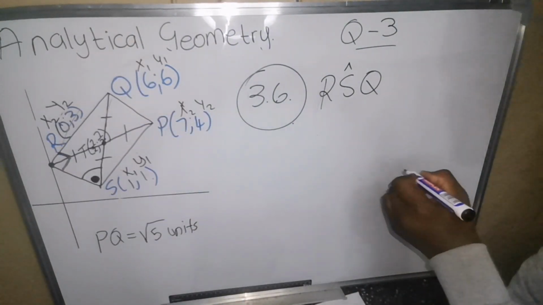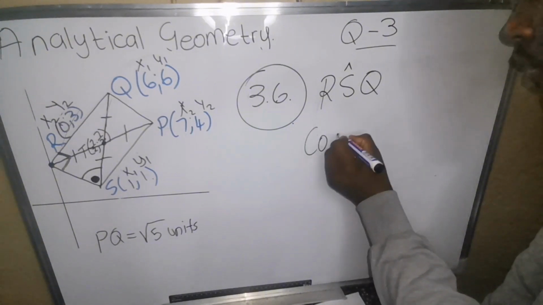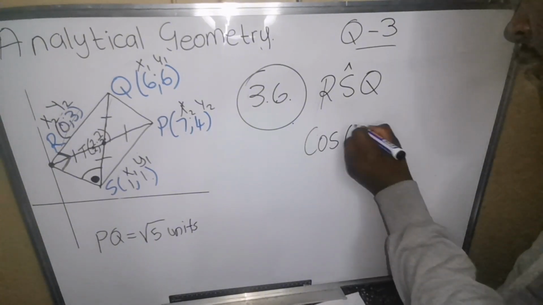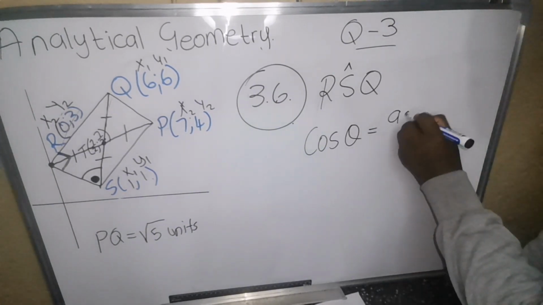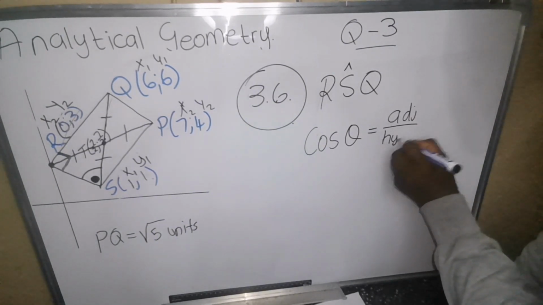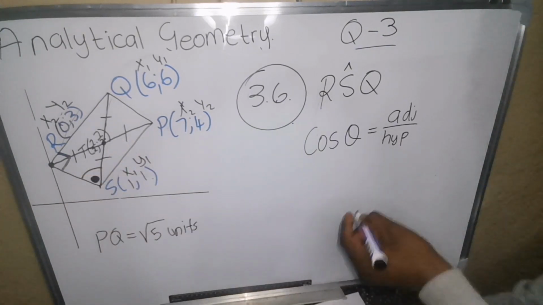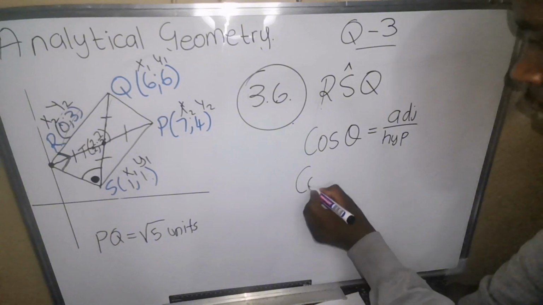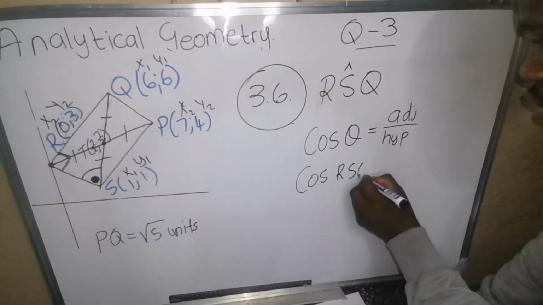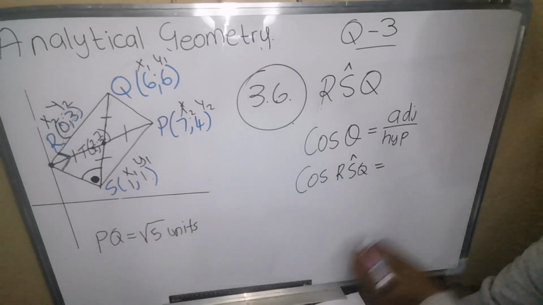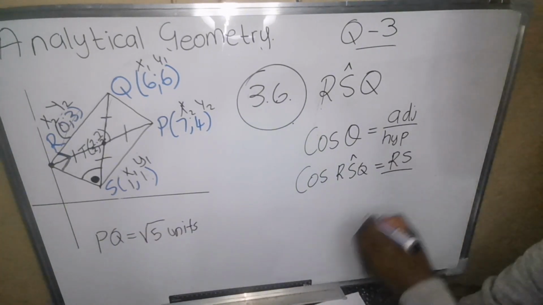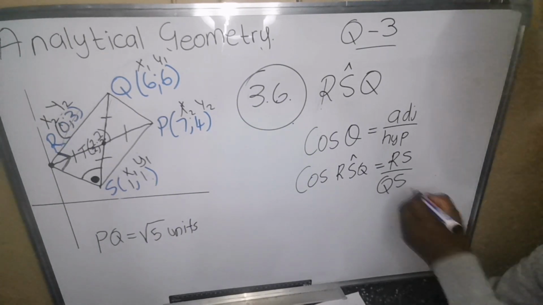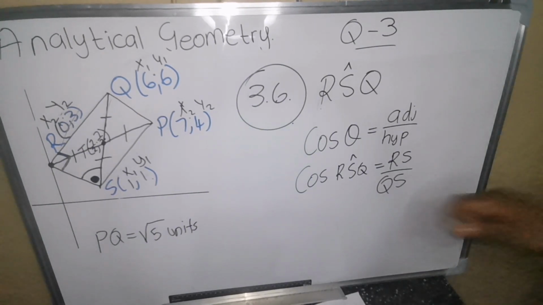So cos theta is equal to adjacent over hypotenuse. In this context, about the angle RSQ, cos RSQ equals adjacent, which is RS, over hypotenuse, which is QS. So we need to find the lengths of RS and QS. Very important. That's our aim for now. Let us find the length of RS.